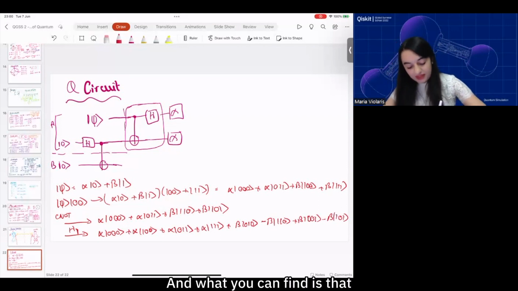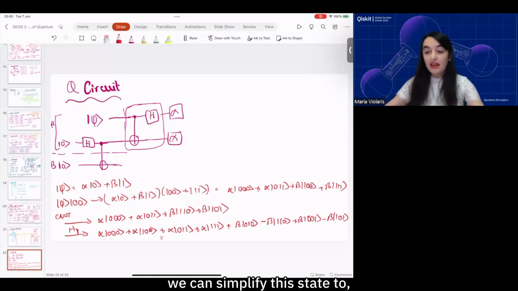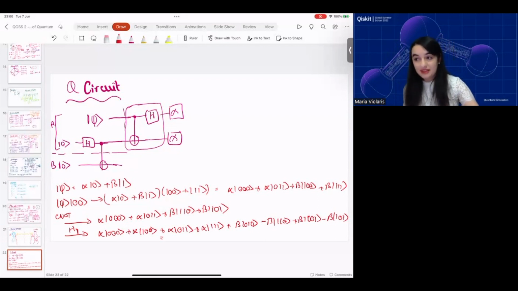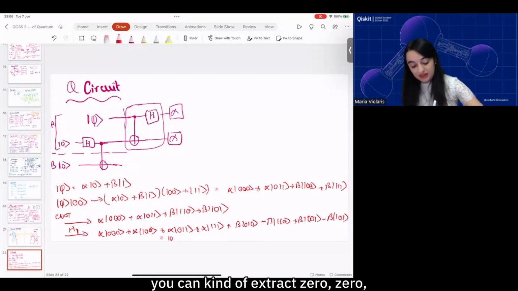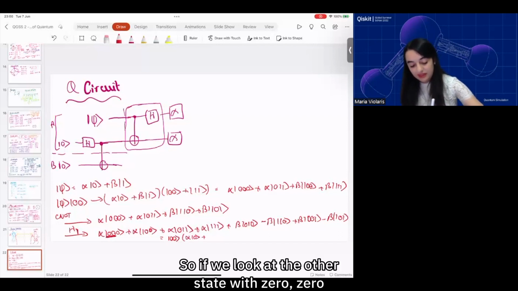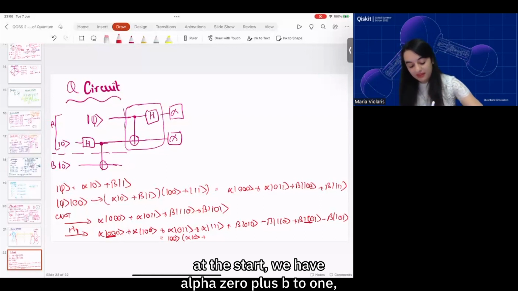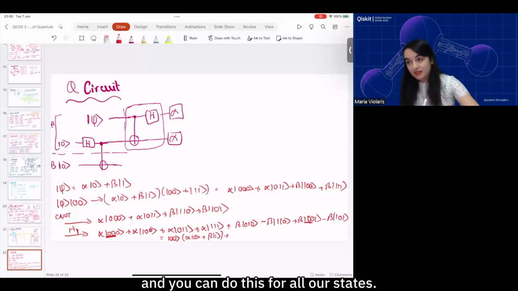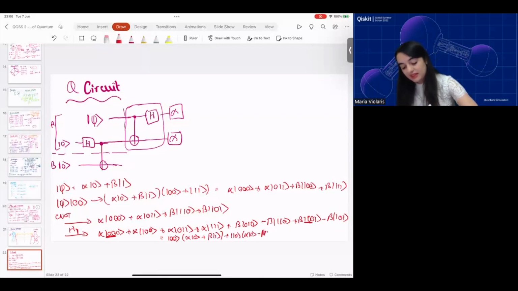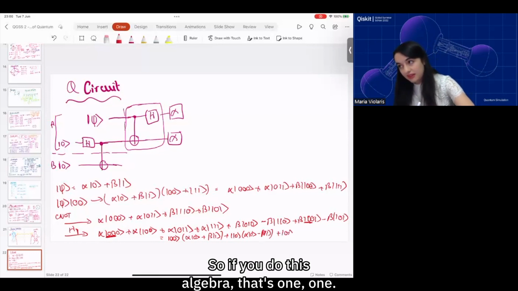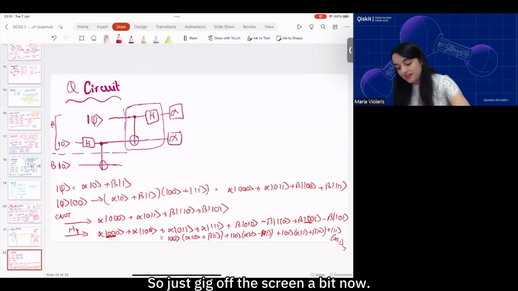And what you can find is that we can simplify this state to, you can kind of extract 0, 0, and then we have alpha 0. So if we look at the other state with 0, 0 at the start, we have alpha 0 plus beta 1. And you can do this for all our states. So if you do this algebra plus 1, 1, so just going off the screen a bit now.